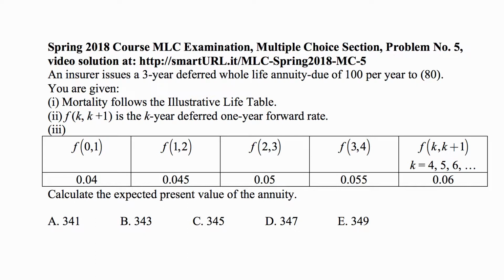F of k, comma k plus 1 is the k-year deferred 1-year forward rate, and then you are given the forward rate from time 0 to time 1 as 4%, from time 1 to time 2 as 4.5%, from time 2 to time 3 is 5%, from time 3 to time 4 is 5.5%, and for all times starting the end of the 4th year, so from time 4 on, in the future, all forward rates are 6%. So if you're looking into the future from time 4, all interest rates are 6% all the time.